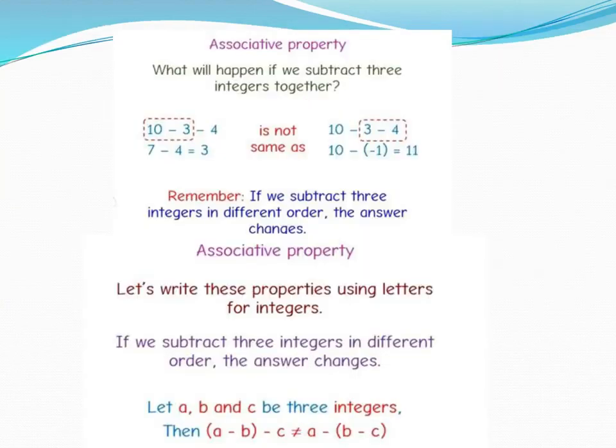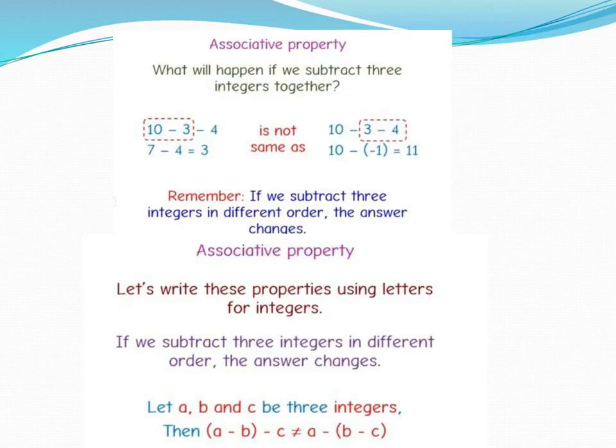Now we will check the associative property under subtraction. Suppose we take three integers 10, 3, 4. We write the first expression (10 - 3) - 4. First we simplify what is contained in the brackets. So 10 - 3 equals 7. The resulting difference is 7. Then the third integer is subtracted from the resulting difference. 7 - 4 equals 3.